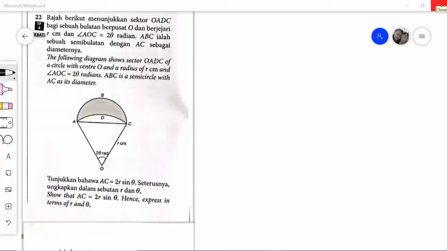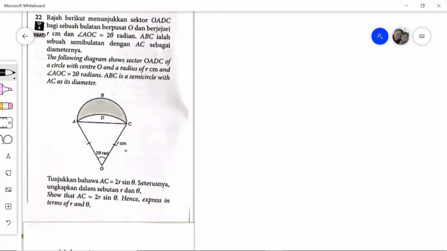Hi everyone, this is question number 22 in circular measure. The diagram shows sector OADC with center O and the radius R. So let's just put down the R. And the angle AOC is given as 2 theta radian. ABC is a semicircle with AC as its diameter.